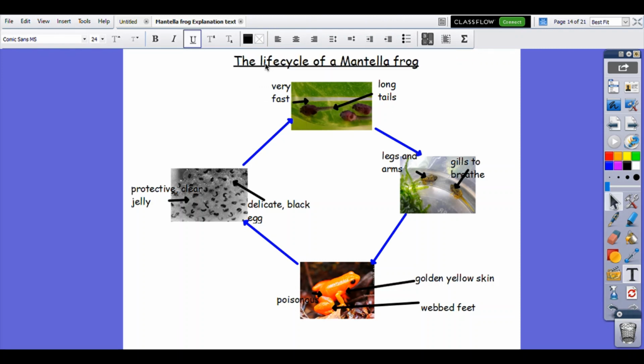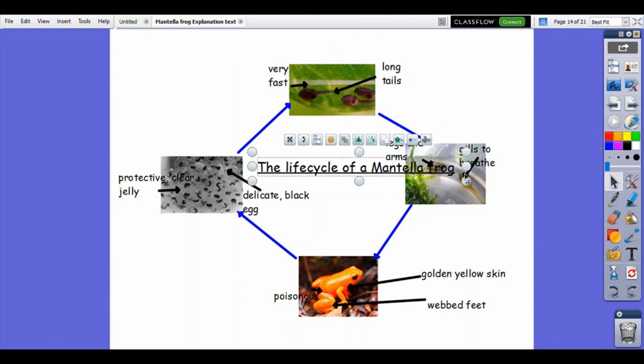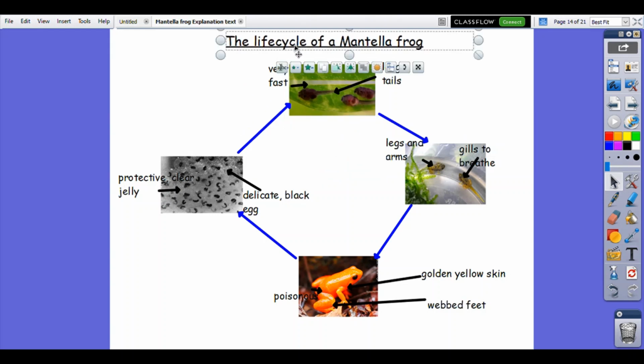And like I said, you can choose if you want to put this at the top. That's a good place for a heading. You could also put it in the middle. I might need to squeeze it in a bit more like that. There we go. So you could put it in the middle. It's up to you. I'm going to put mine at the top.